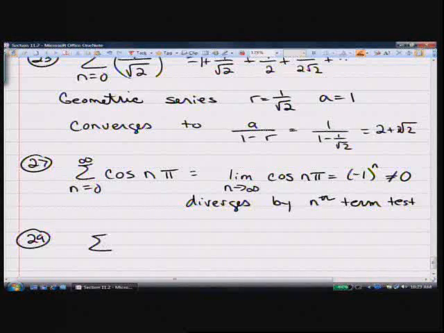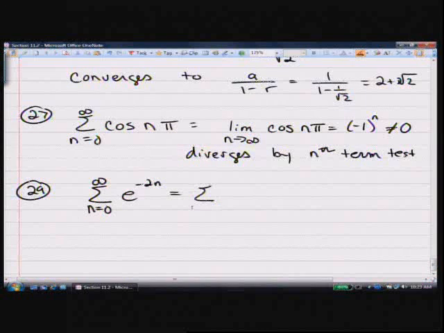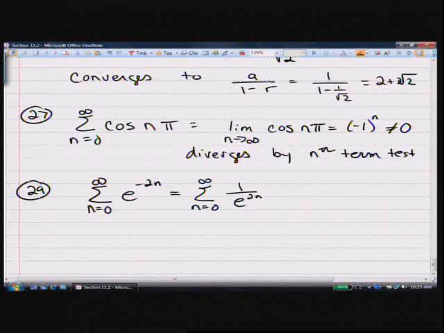All right, let's try number 29. The sum as n goes from 0 to infinity of e to the negative 2n. Okay? What do you think that one is? Well, you can think of this as the sum as n goes from 0 to infinity of 1 over e to the 2n. And then this you can think of as 1 over e squared, to the n.